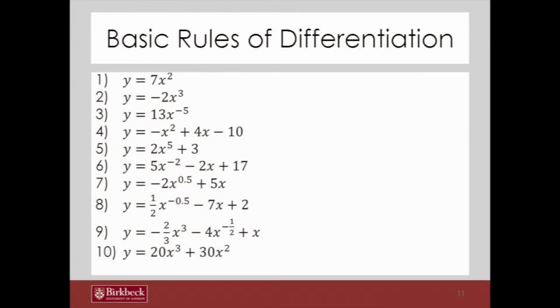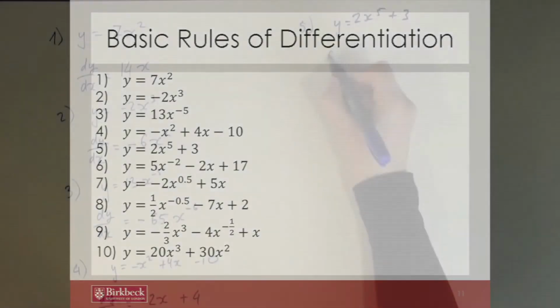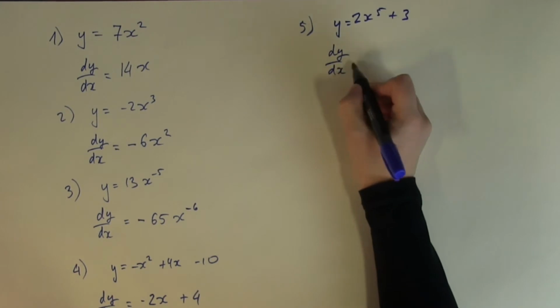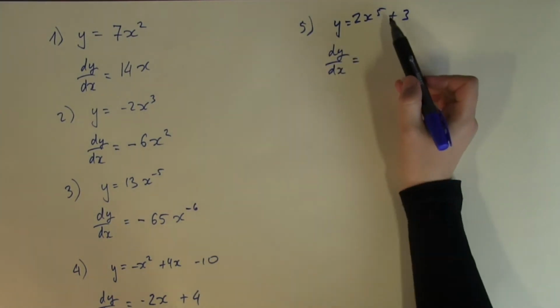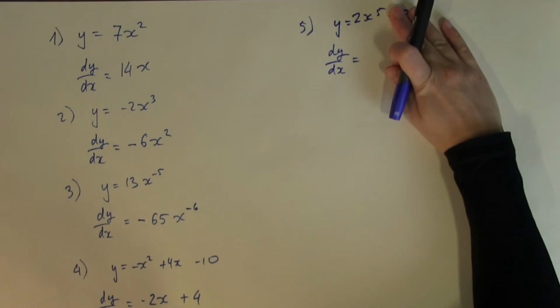Y equals 2x to the 5 plus 3. So what is the derivative of this function? So again, looking at the first term, that is a power function. So the power rule says bring the power down and lower the power by 1.